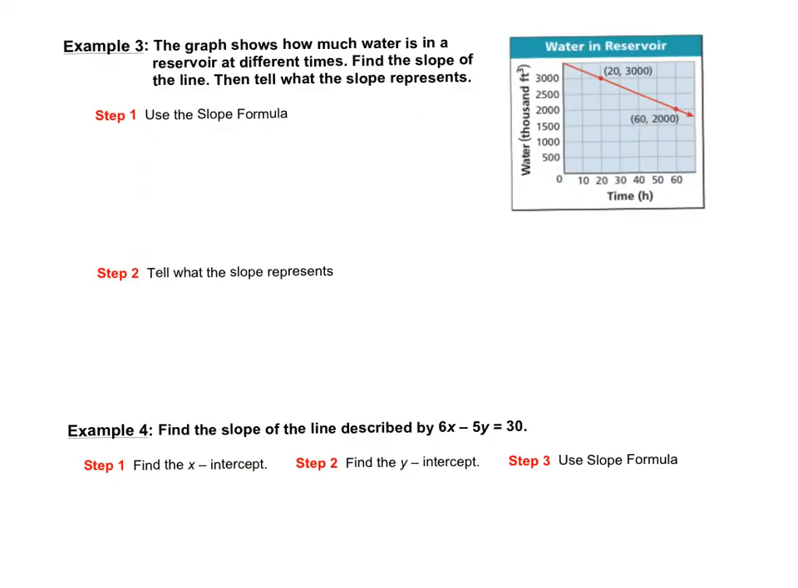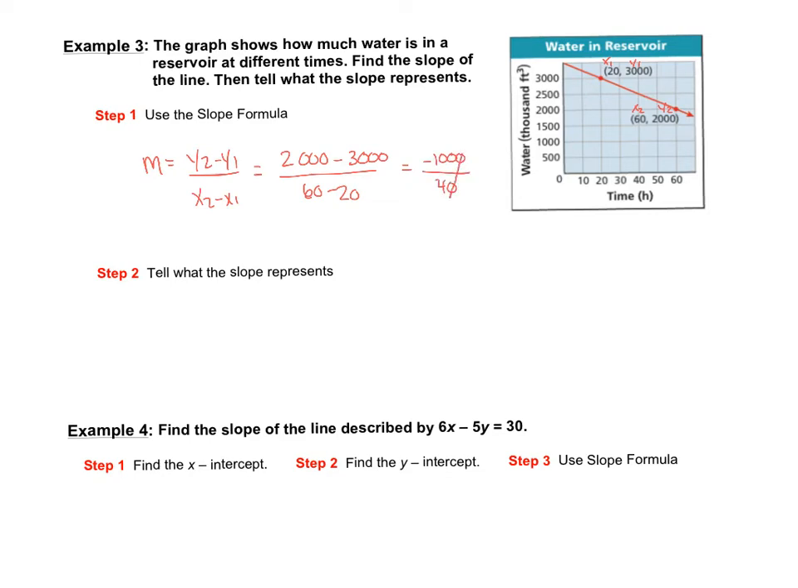Example 3, the graph shows how much water is in a reservoir at different times. Find the slope of the line and tell what the slope represents. Okay, so I'm going to label my points. I'll call this one x1, y1, and this one x2, y2. So first I'm going to use my slope formula, y2 minus y1 over x2 minus x1, which equals 2,000 minus 3,000 over 60 minus 20. And so I get -1,000 over 40.